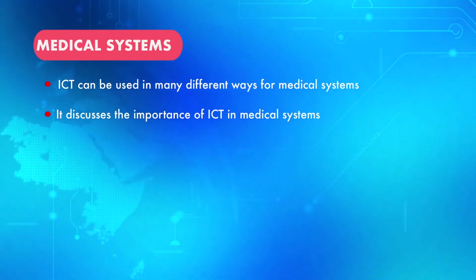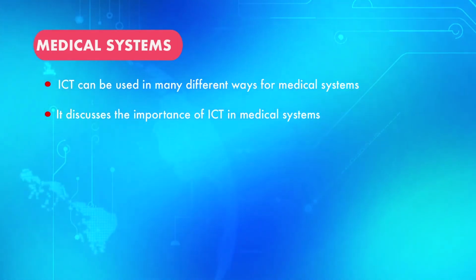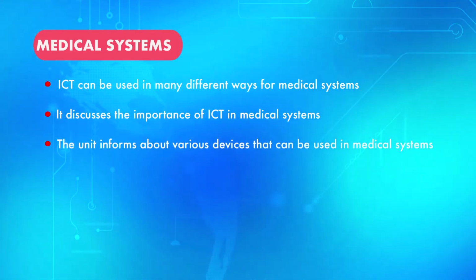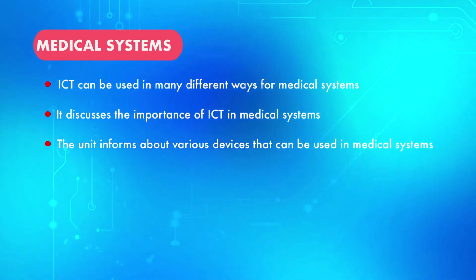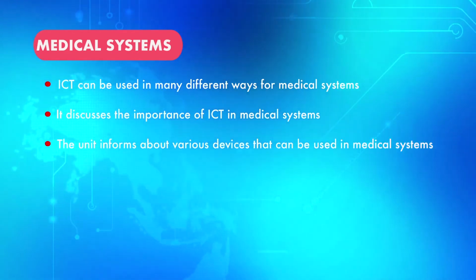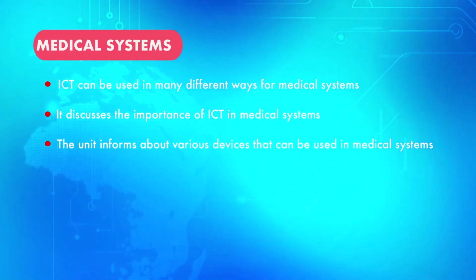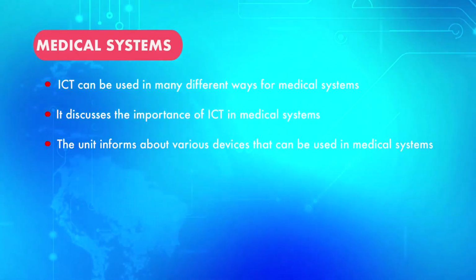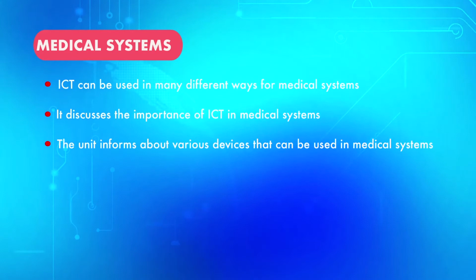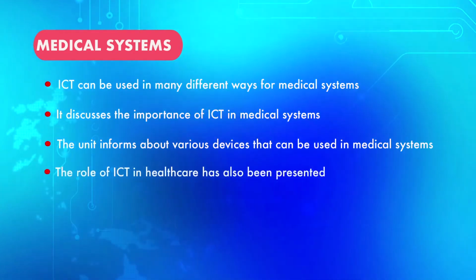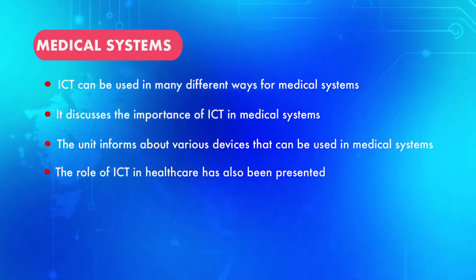This unit informs about various devices that can be used in the medical system. So it basically tells us some of the devices which can be used: some of those can be CT scanners, some of them can be MRI scanners, some of them can be ultrasound systems, and so on and so forth. Right. But in addition, this is not the only thing which it talks about.